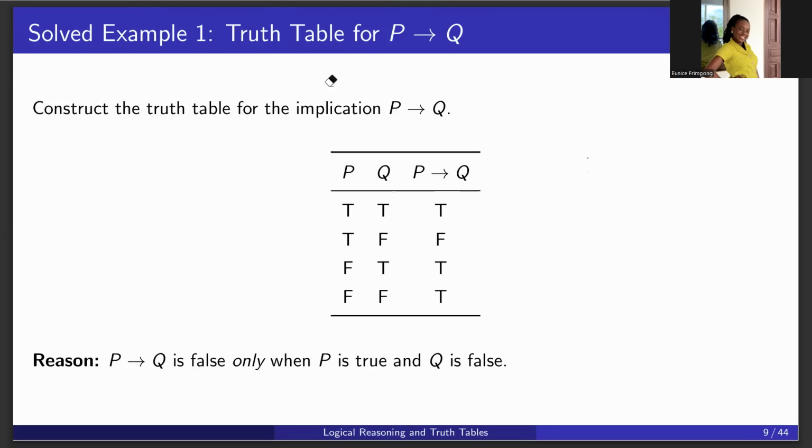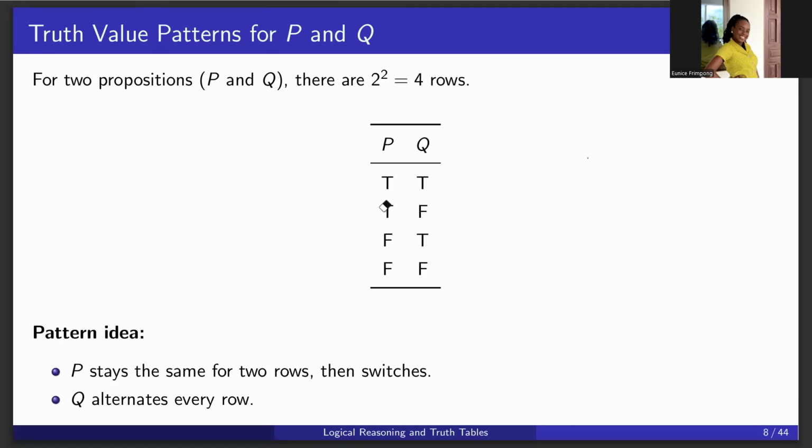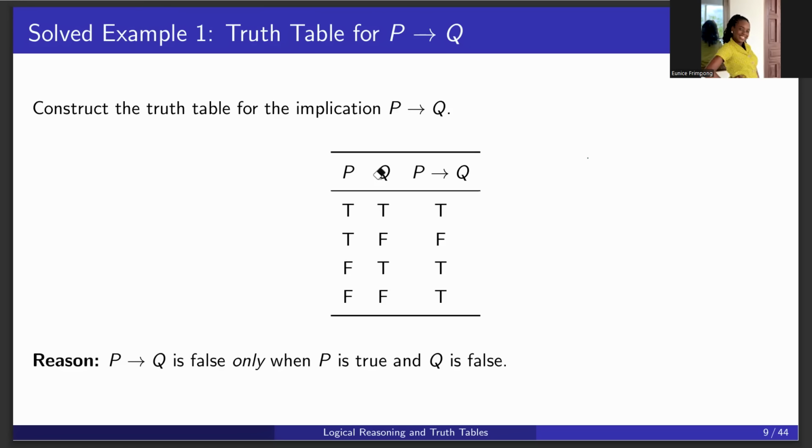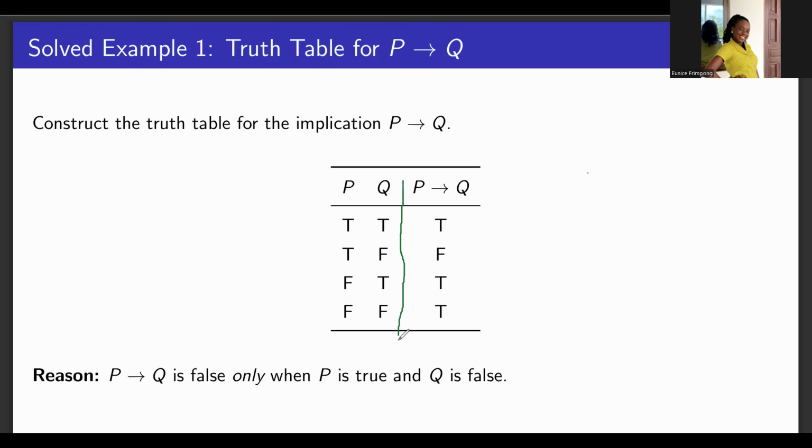Now construct the truth table for P implies Q. So we use what we did in the previous slide, this one. We have to start with that because this question involves 2 propositions. This is what we did previously. So we want to solve the P implies Q section.